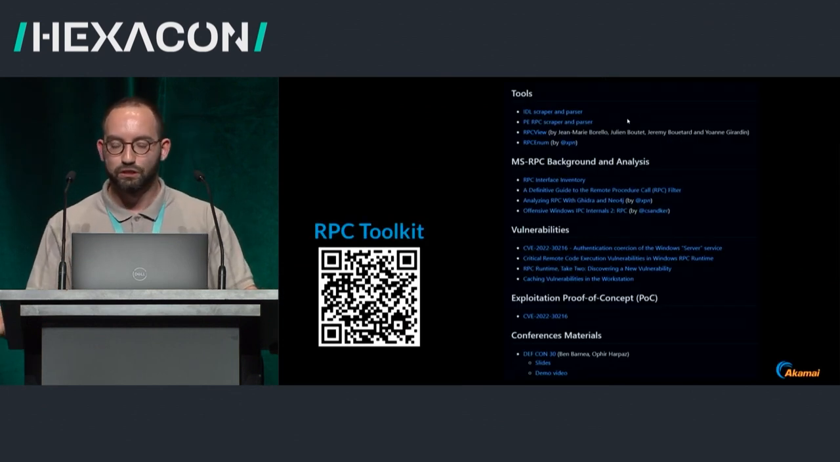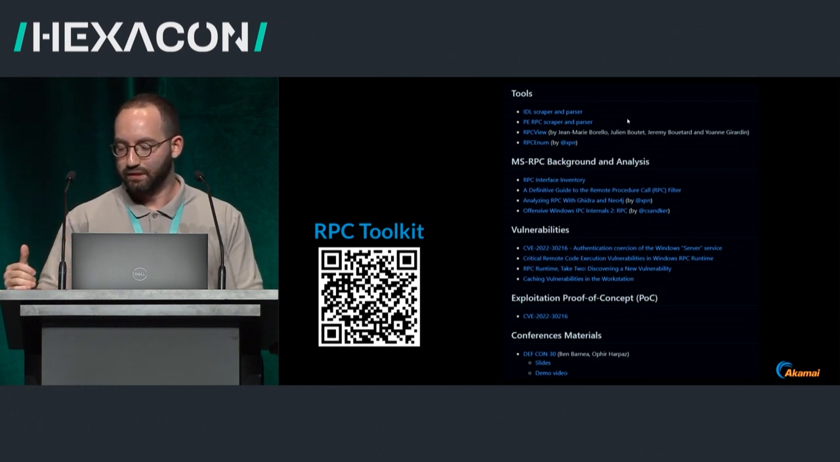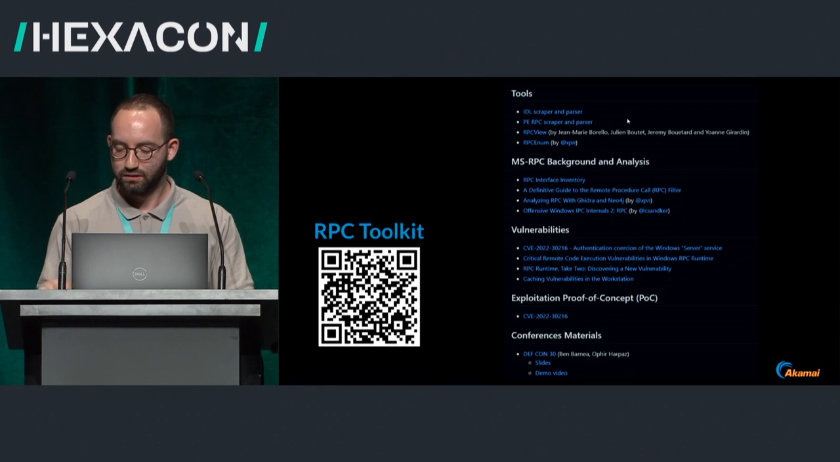Inside the toolkit, we have more than just this RPC scraper. We also have various links to articles, not written just by us, that we've used when we learned about RPC, and also to tools that were useful in our research. We also have links to vulnerability write-ups and POC code that we found as part of our research. And we also have a tool that Ophir wrote, which is the IDL scraper and parser. Since Microsoft also has documentation on many RPC servers and protocols, and public-facing IDL files, we just scrape them and have a parser to put all their data into a nice CSV file.